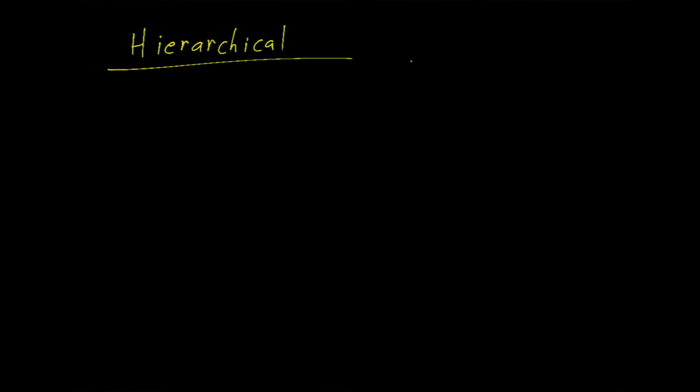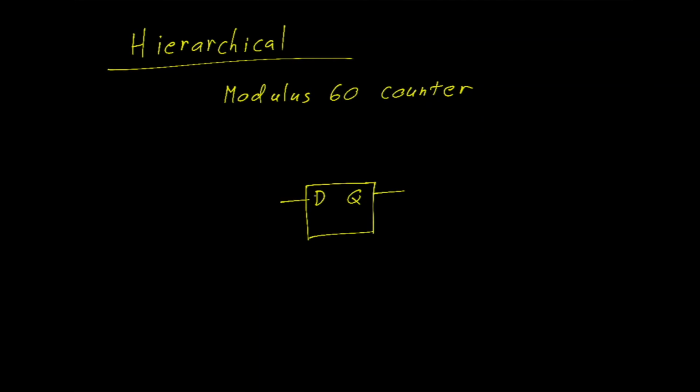As an example, consider a device that counts from 0 to 60 and then resets itself. We would call such a machine a modulus 60 counter. The core of the counter is a register, which is nothing more than a bunch of data flip-flops. The register is driven by an adder. We'll put a plus symbol here to remind us that that's what's going on. To this adder, we're going to wire in a constant of 1.